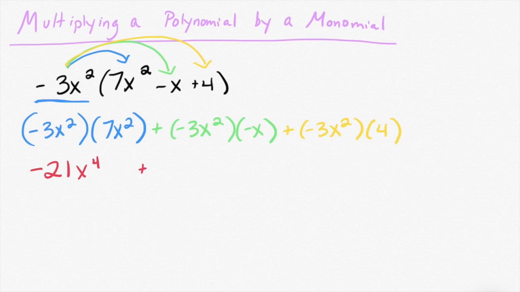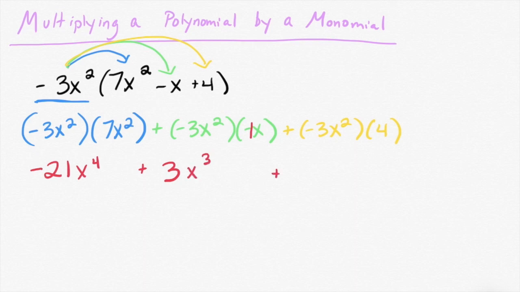Plus. Okay, now let's multiply the green ones together. Negative 3x squared times negative x. It's a good guess, but when I don't have a number in front of the x, like I do here, what number do I use? 1. There's a hidden 1 right there. That's negative 1x. So I have negative 3 times negative 1, which is a positive 3. And then I have x squared times x, which is x to the 3rd power.